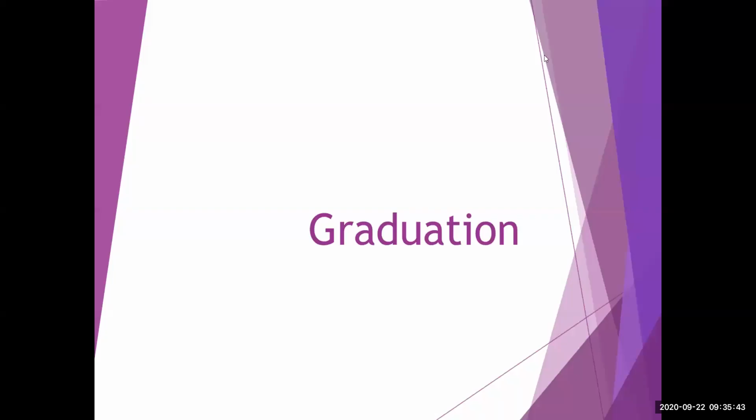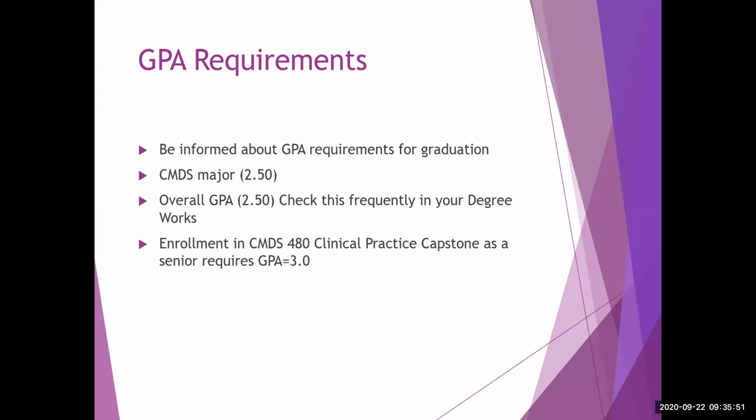In this module, we're going to review everything that you need to know about graduation, heading into that phase of your Truman experience. Just as a reminder, there are specific GPA requirements in order for you to graduate with a CMDS degree. You must have at least a 2.5 CMDS major GPA. You must also have a 2.5 overall GPA, and you can check both of these frequently in DegreeWorks.